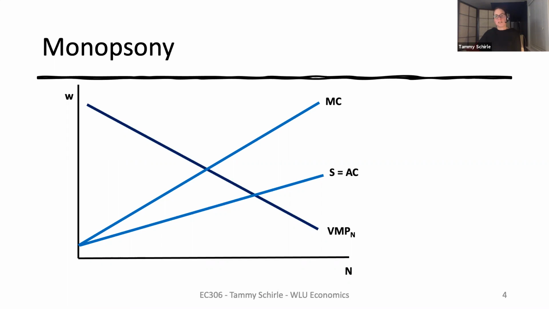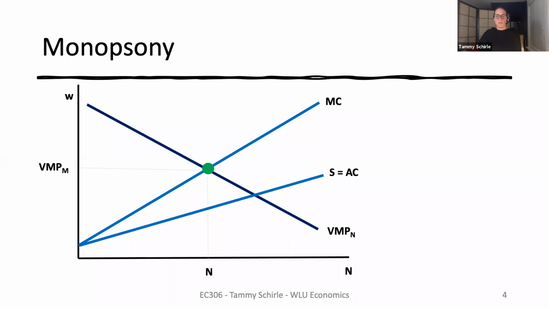So how do we determine the amount of labor employed and their wages? Firms are profit maximizing where their marginal costs of hiring that extra unit of labor are equal to the marginal benefits, or the value of the marginal product of labor. That occurs here, where the marginal cost curve crosses the firm's demand curve.